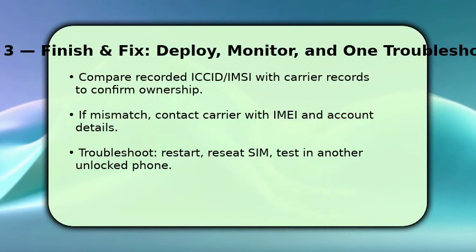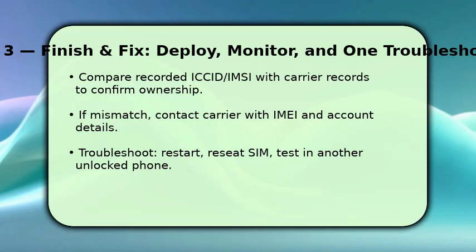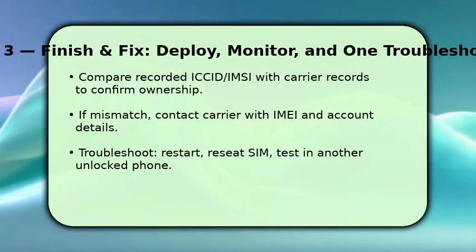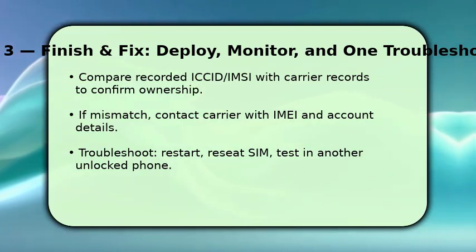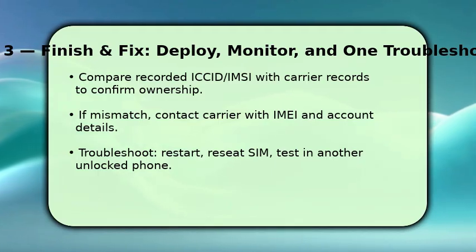You finish by verifying the captured SIM details against the carrier account. Matching ICCID and IMSI confirms the correct SIM is active. If values differ, contact the carrier immediately and provide IMEI plus account credentials, because they can reprovision or explain routing.